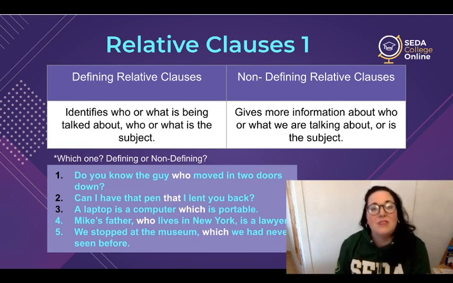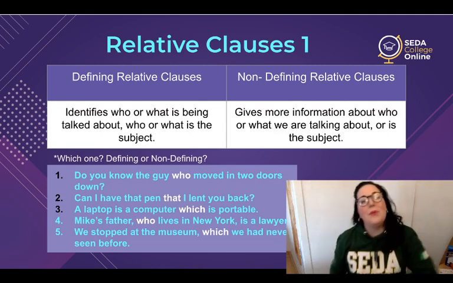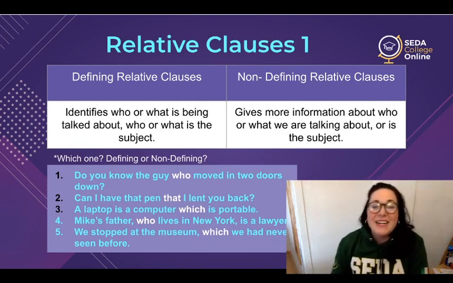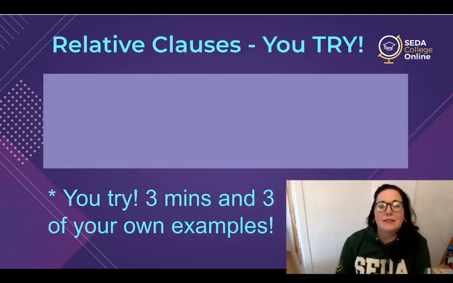4 and 5, non-defining. If you got those, woo! You're winning, doing a great job. If you didn't get them, that's okay. Just review all of this. No problem, no biggie. All right.